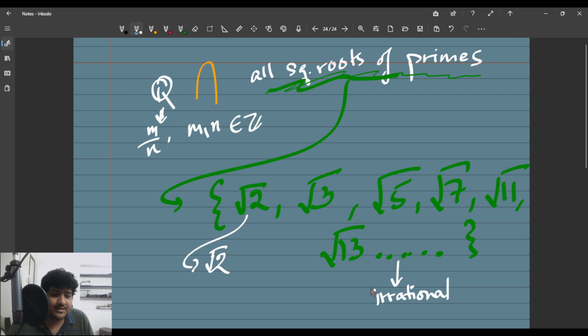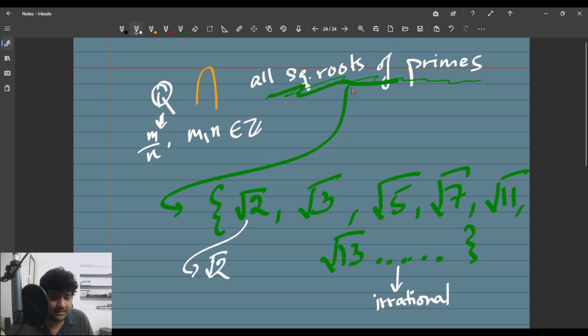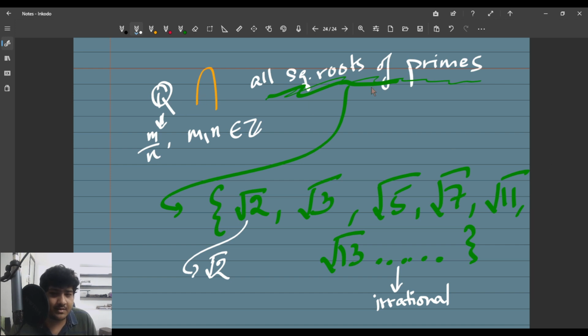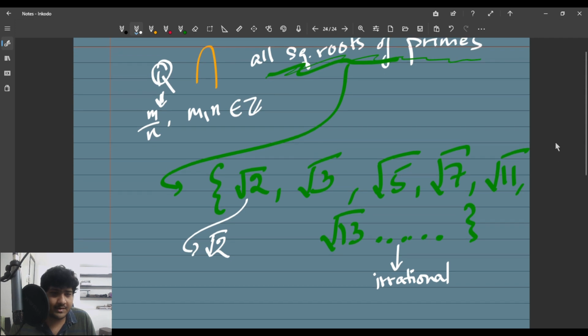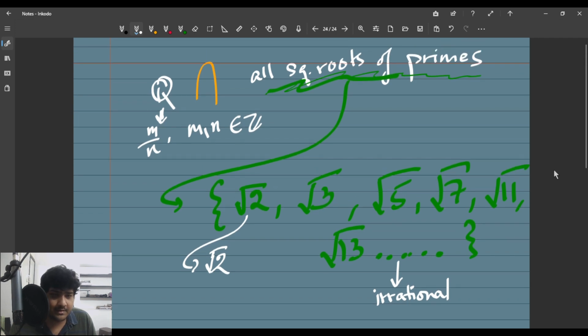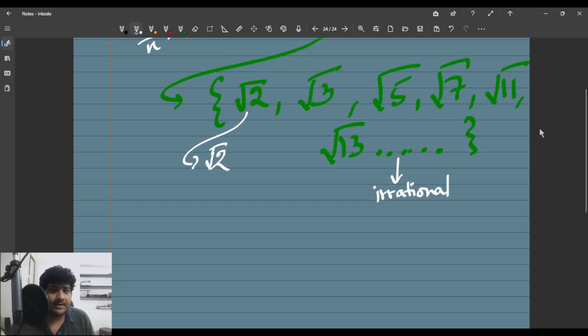So can an irrational number be represented as a rational number? No, they are disjoint subsets. So I just used the term disjoint. In fact, I'll let you know what disjoint is in a couple of seconds, but they are not joint in any way. They don't have any elements in common. So what does Q intersection this green set lead us to? So it's nothing. It's empty.